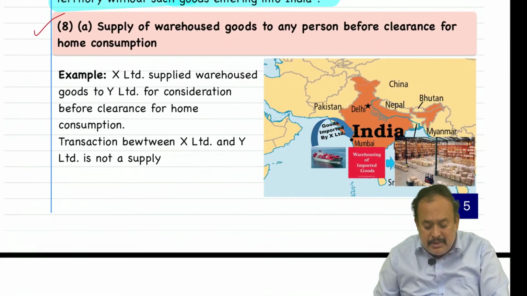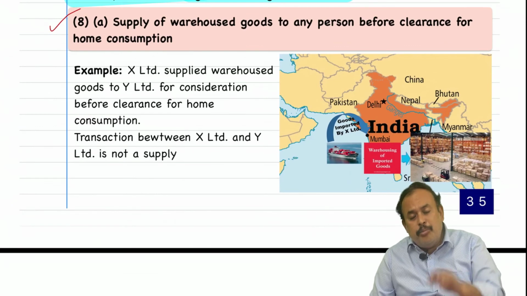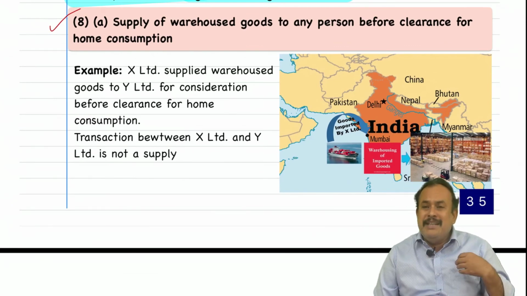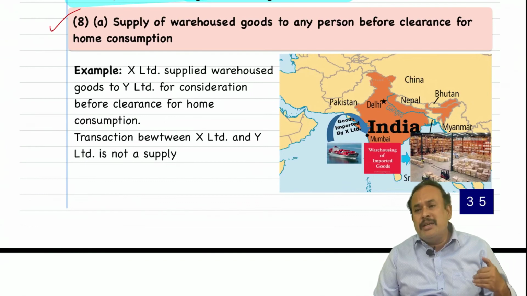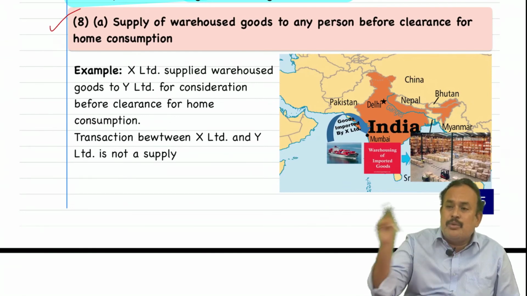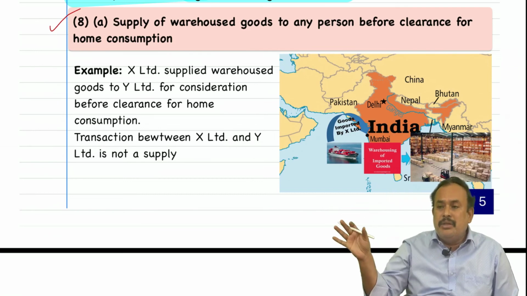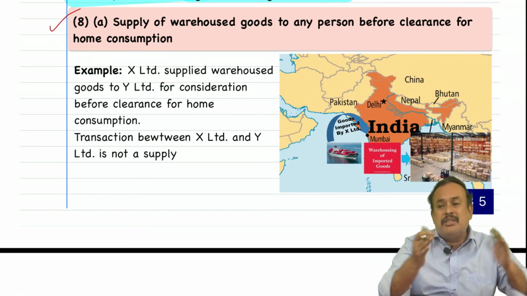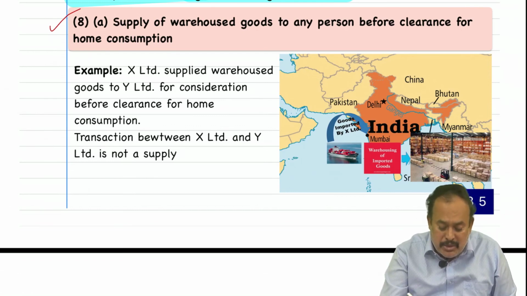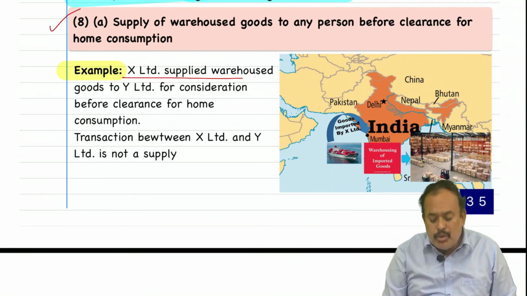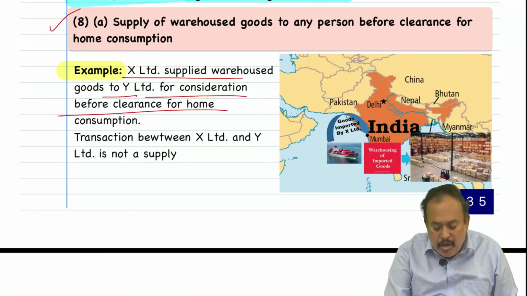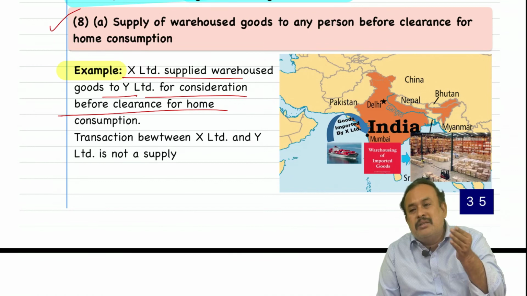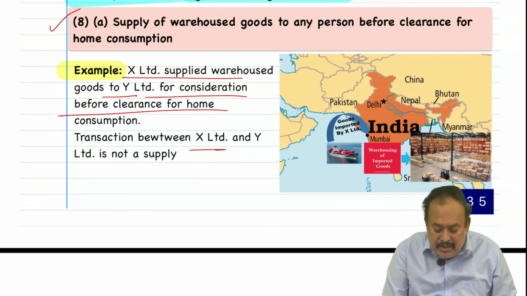Point number 8A here is this: import the goods but not cleared for home consumption. India is my home country, not cleared for consuming in India, but I request the Department of Customs to warehouse the goods. The goods are now warehoused. During the warehousing period, I supplied those goods to somebody else, which is not a supply. Supply excludes it. Example: X Limited supplied warehoused goods to Y Limited for consideration before clearances for home consumption. The transaction between X Limited and Y Limited is not a supply.